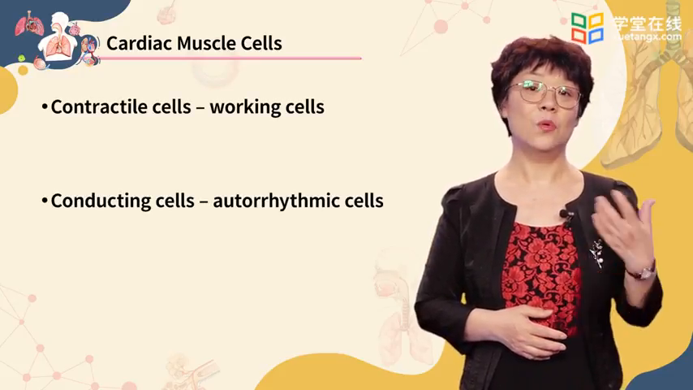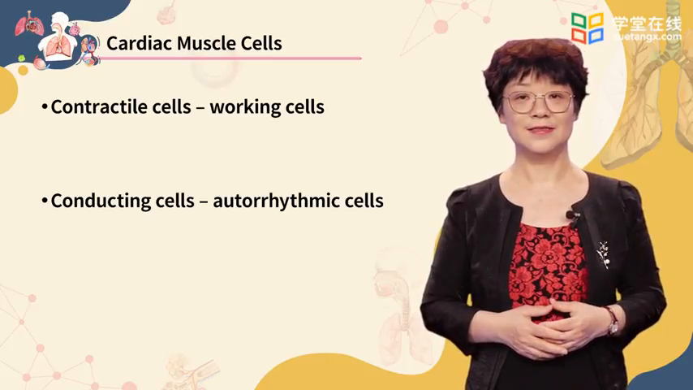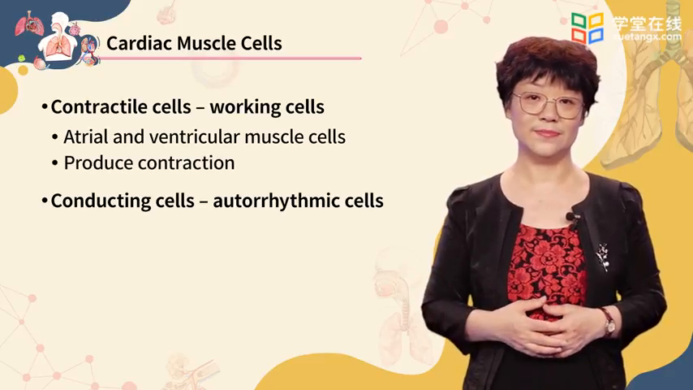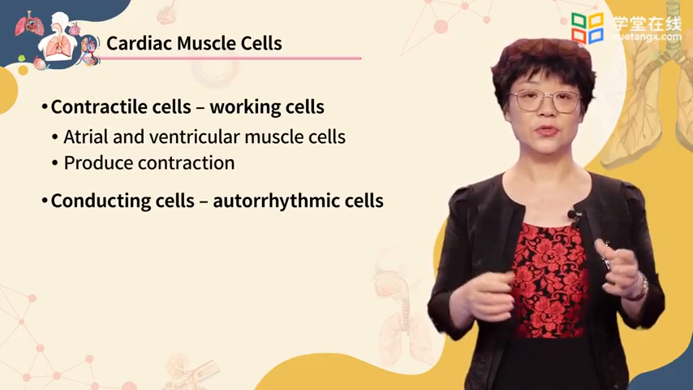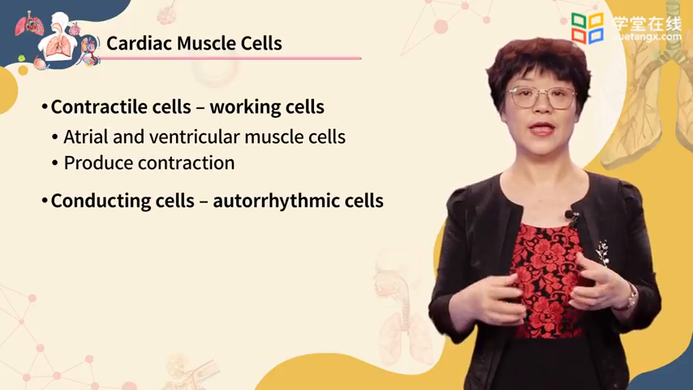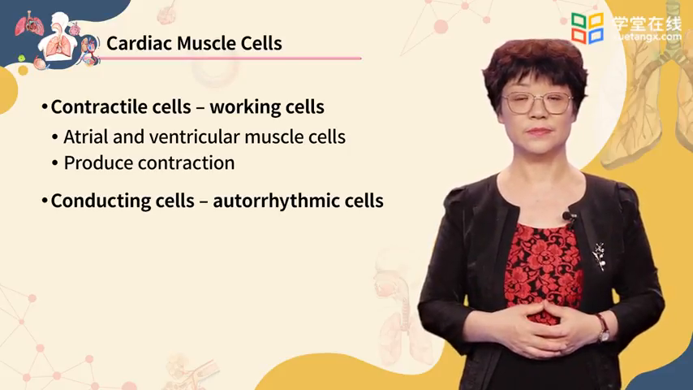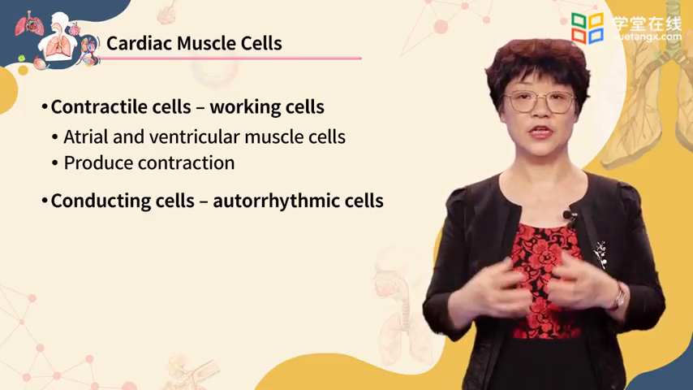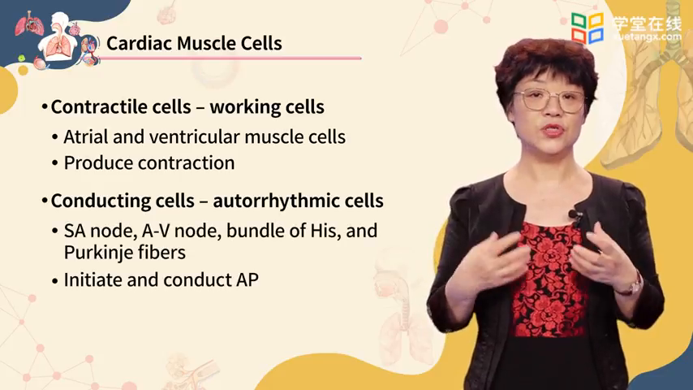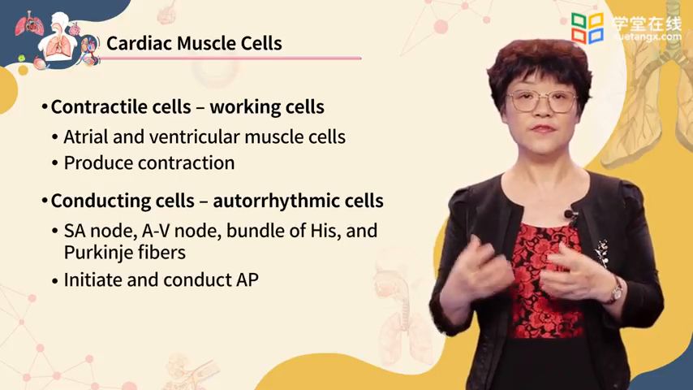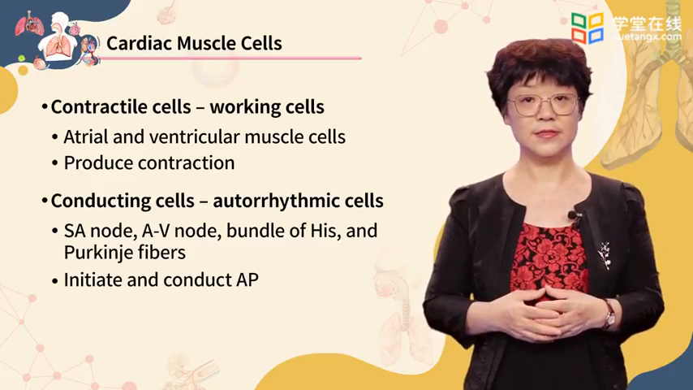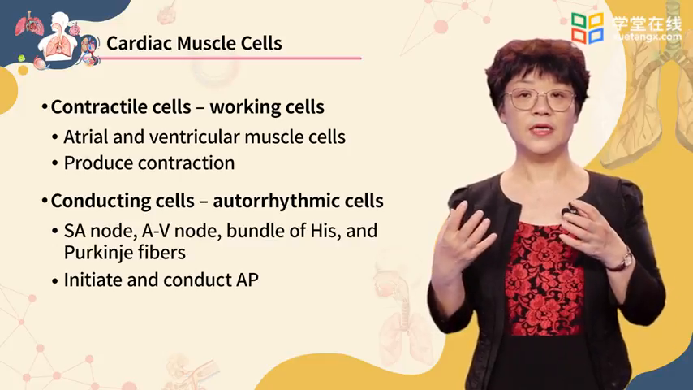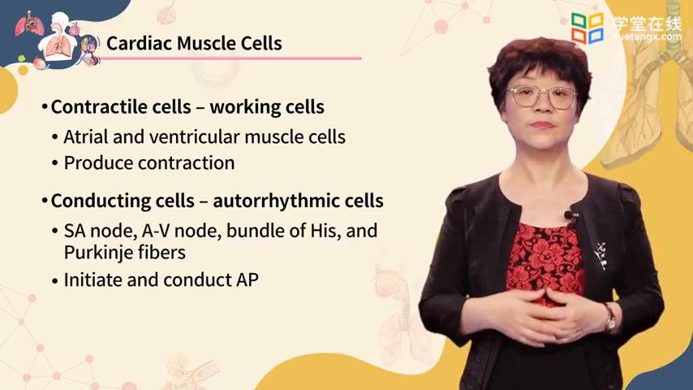Contractile cells are the working cells of the heart, including atrial muscle and ventricular muscle cells. They constitute the majority of atrial and ventricular tissues. Conducting cells form the tissues of the SA node, the atrial internodal tracts, the AV node, the bundle of His, and the Purkinje system. These cells make up the intrinsic conduction system of the heart.